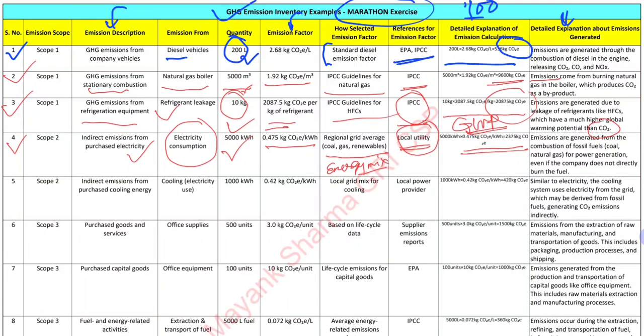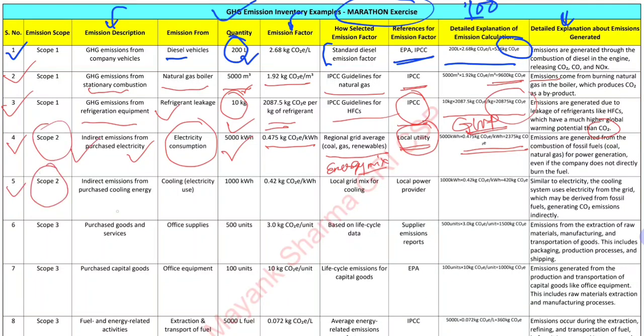These emissions are generated basically from the combustion of fossil fuels like coal and natural gas in power generation, even if the company does not directly burn the fuel. So this is indirect emission from purchased electricity, that's why it is scope 2.